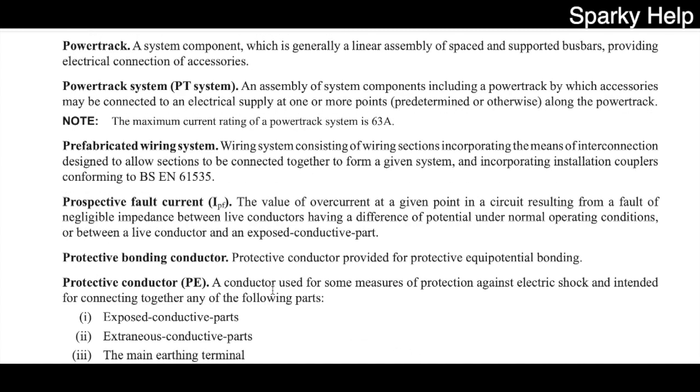Under definitions, prospective fault current is, as it says there, the overcurrent. Remember, that's in excess of the cable rating. At any given point in a circuit resulting from a fault of negligible impedance, so that's a dead short effectively, between live conductors and also between live conductors and an exposed conductive part. So it's basically saying which is the biggest fault current. Everything's got to be able to withstand that.